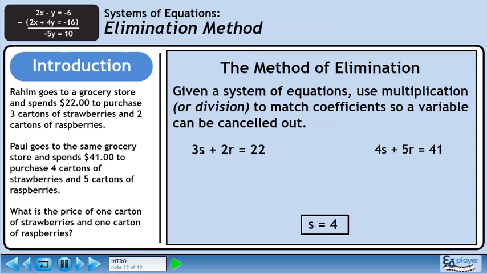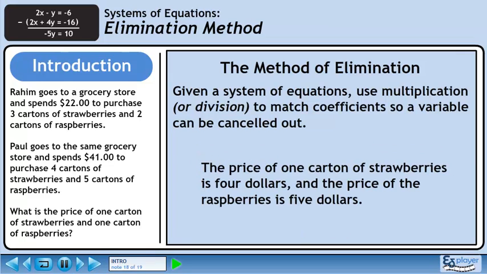Now that we have one variable, we can get the other variable by plugging s into one of the original equations. If we plug in 4 for s in the first equation, we'll get r equals 5. If we tried using the other equation, we get the same result. The price of 1 carton of strawberries is $4, and the price of the raspberries is $5.